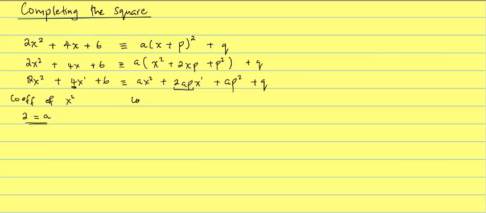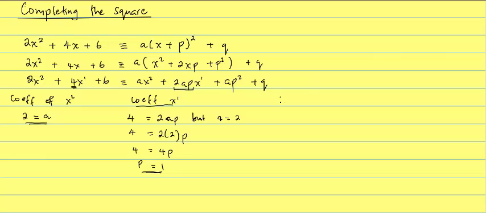Taking coefficients of x to the power of 1, on the left hand side the coefficient of x to the power of 1 is going to be equal to 4, and the coefficient of x to the power of 1 on the right is this term here, so we'll make them equal to each other, to 2ap. But we just found that a is equal to 2, so I'll substitute the value of a into this expression here, so that gives us 4 is equal to 2 multiplied by 2 and then by p, so 4 is equal to 4p, so p is equal to 1.